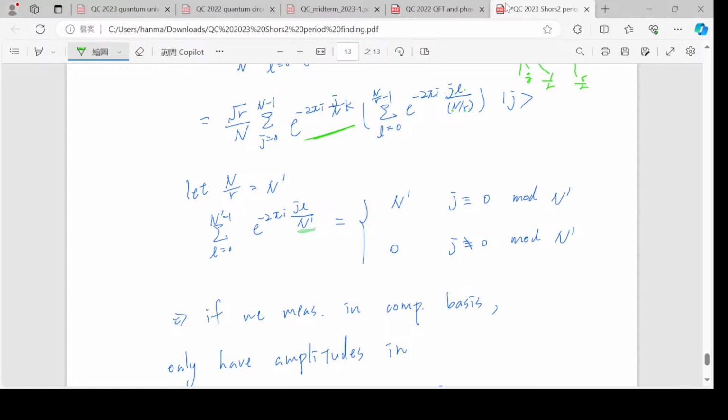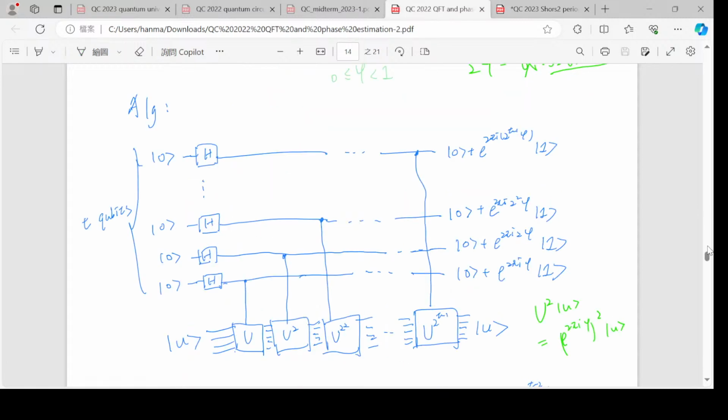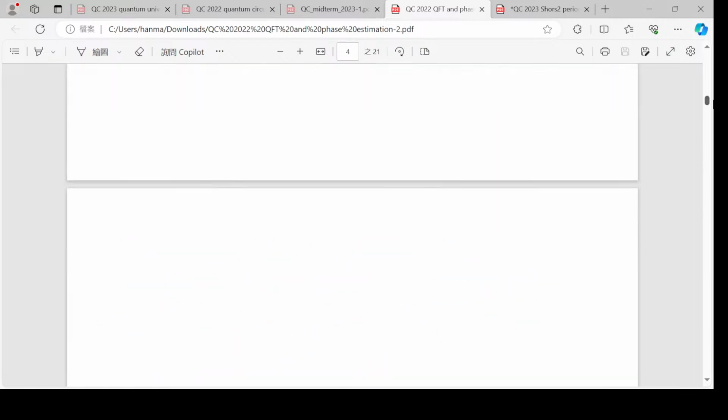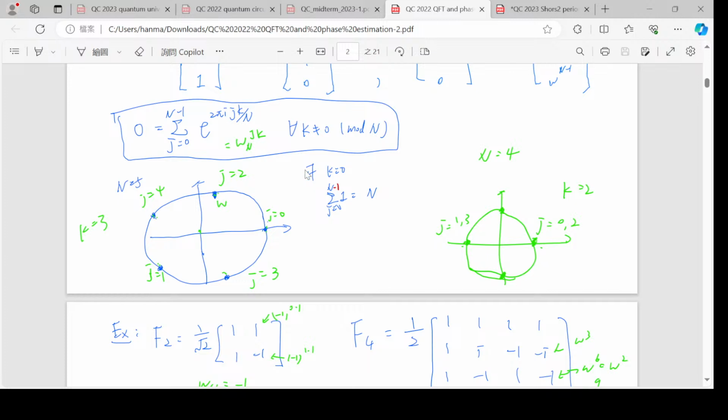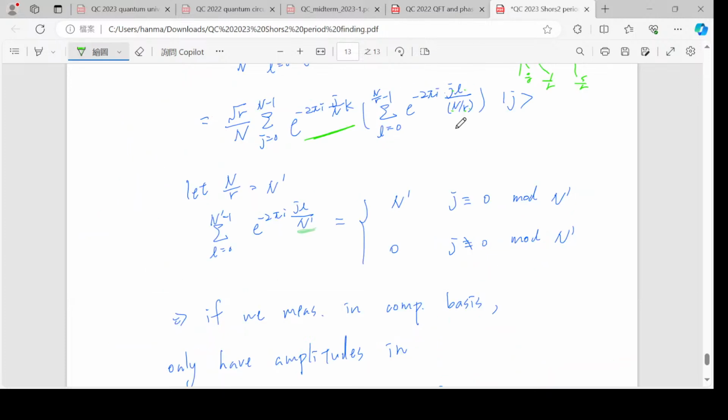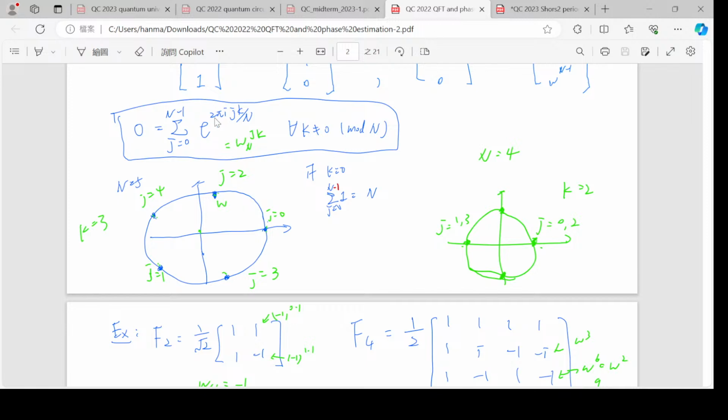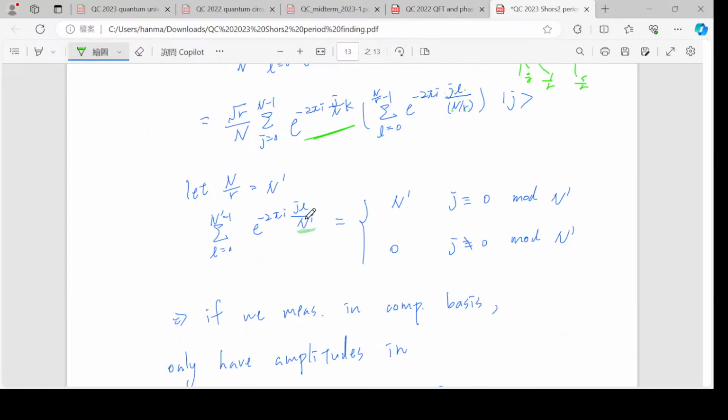But this thing we have seen before, right? In our Fourier transform, this is the normalization we have been talking about. Although you have a minus sign, the minus sign doesn't matter here. The sum of e to the 2 pi i jk over n is equal to 0 when k is not equal to 0, and equal to n when k is equal to 0. So here is similar. So k is actually j here.